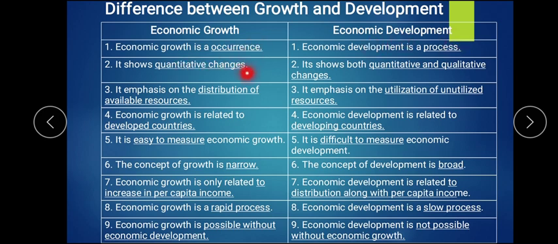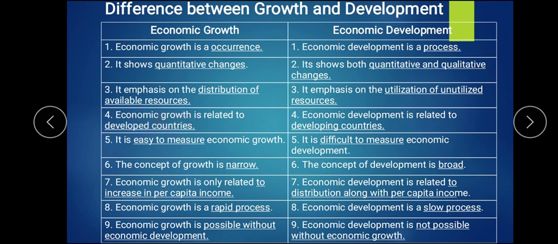It shows a quantitative change, it is only focusing on output, whereas development shows qualitative and quantitative change, which means it also increases the quality of the good, so the people will like and consume more and more, and it also increases the quantity. Then it emphasizes the distribution of available resources, so it focuses on how much resources are available, that much should be increased and turned into production. Whereas here it emphasizes unutilized resources, those resources which are available but still not utilized, they also focus on, because alternative usage should be done.